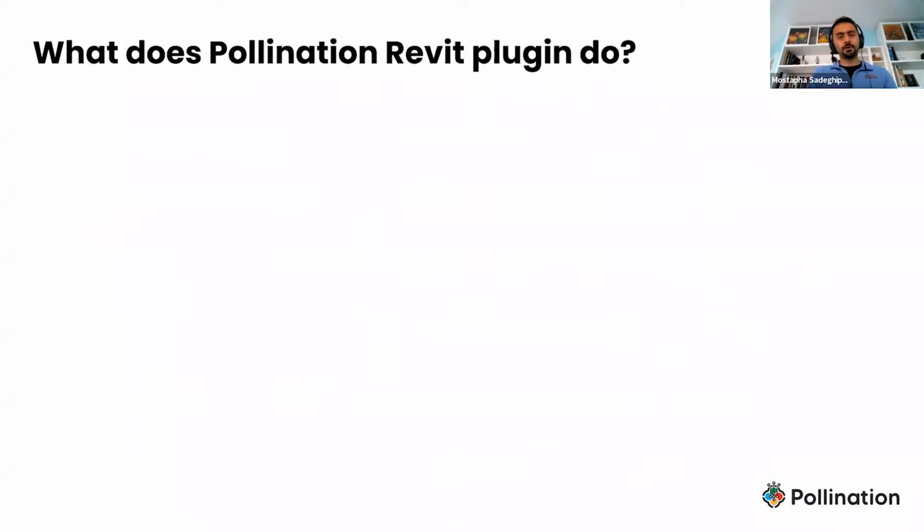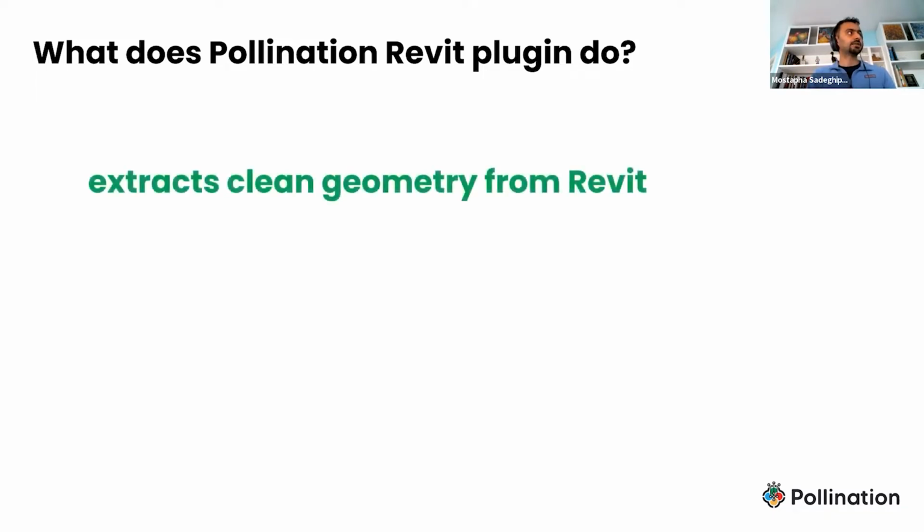So from that, what does the Revit plugin do? That's this workshop, right? It extracts clean geometry from Revit. So that's the first thing. The first reason we started the Revit plugin was because it's really hard to get a clean model out of your Revit model. Most of the people have to redraw everything, and just by redrawing everything, you'll never catch up with the speed of design. So that's our first goal.